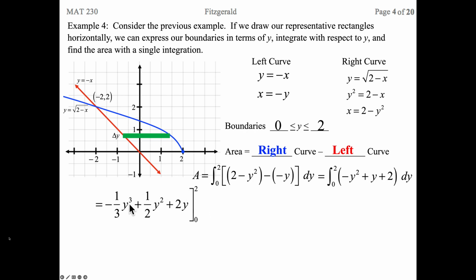We'll substitute in the 2's. That'll give you negative 8/3 plus 4 over 2, which simplifies to 2, plus a 4. Minus, now we put in the lower bound, these will all be 0, so we don't even have to plug it in. So combine like terms, 2 plus 4 is 6, or we can say this will be 6/3 and 8/3, or excuse me, 12/3. Add this all together and we get 10/3 units squared.